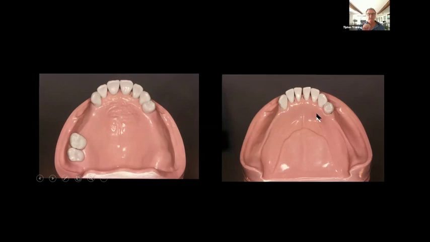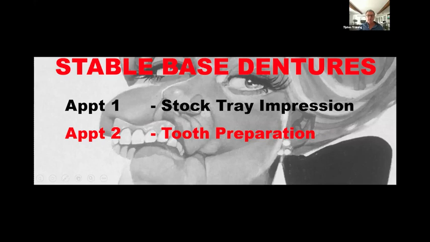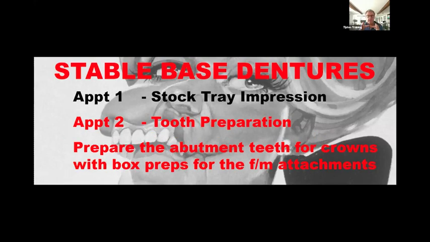So again, this is not going to be a cheap restoration. This is a stable base, removable partial denture, but it's going to be with 3 crowns in the upper and 2 crowns in the lower. So our second point is going to be initially tooth preparation. And we're going to prepare those teeth, but prepare them also to make sure that we've got those spaces. So we've got an intracoronal attachment.